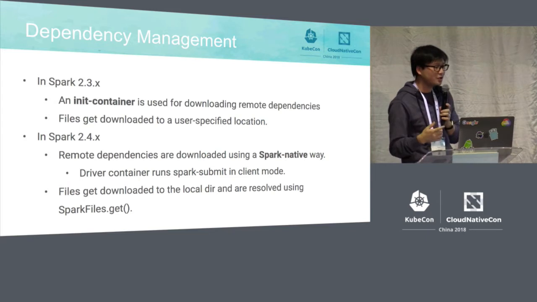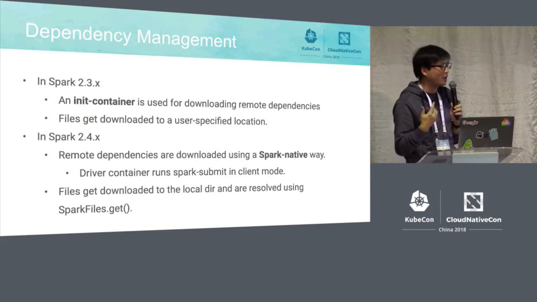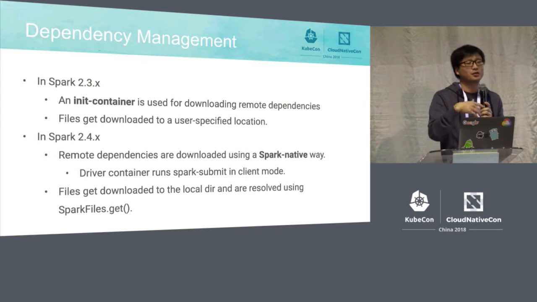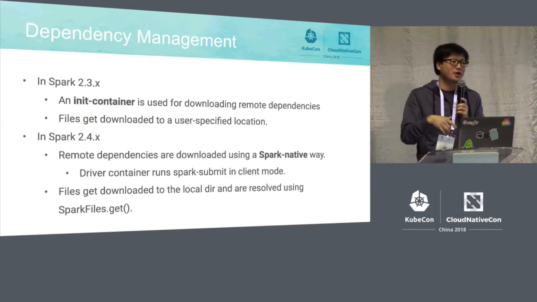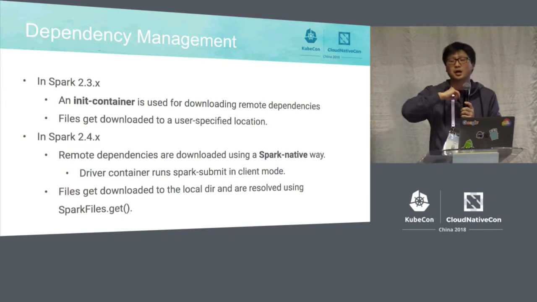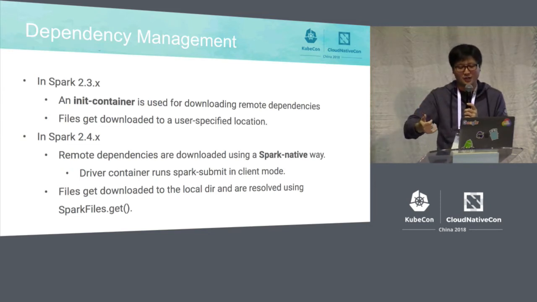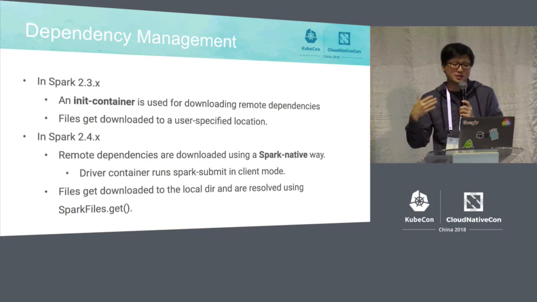There's also some difference in how remote application dependencies get handled by the driver between Spark 2.3 and Spark 2.4. In Spark 2.3, we used an init container for downloading the remote dependencies in the driver. The submission client will add an init container into the driver pod. That init container is responsible for downloading these application dependencies, like jars or files, onto a user-specified location. Once it successfully downloads all these things, it will add all the jars to the classpath.